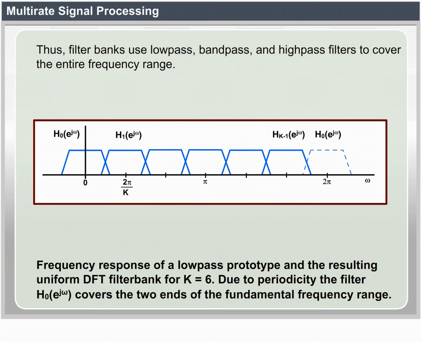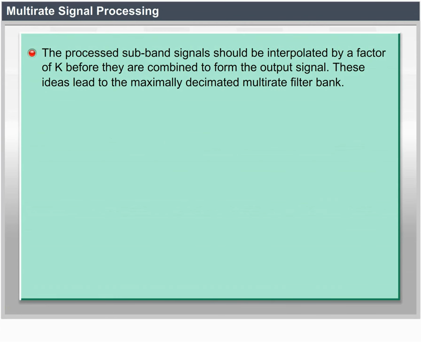These processed subband signals should be interpolated by a factor of K before they are combined to form the output signal. These ideas lead to the maximally decimated multirate filter bank. A maximally decimated multirate filter bank with K equal to 3 channels.